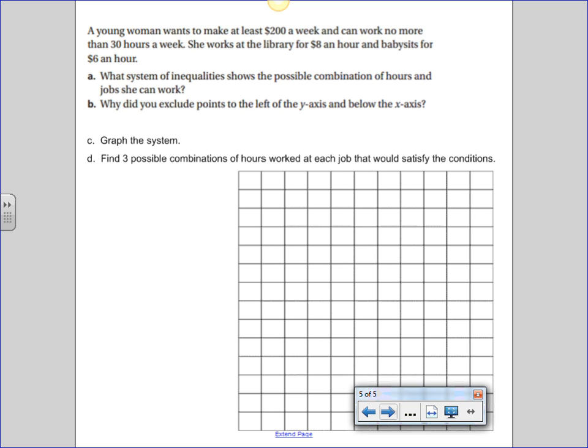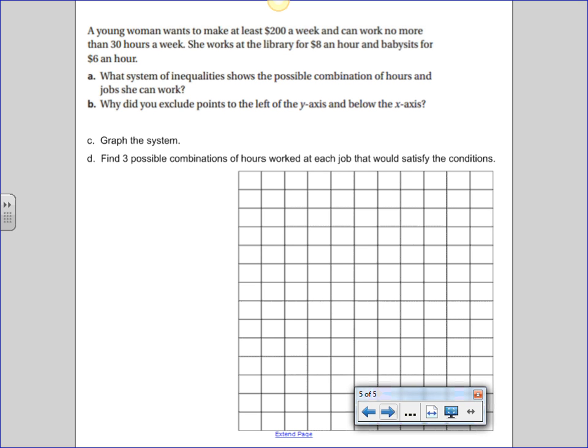Okay, so here's the deal. A young woman wants to make at least $200 a week and can work no more than 30 hours. She works at the library for $8 an hour and babysits for $6 an hour. What is the system of inequalities that shows the possible combinations?